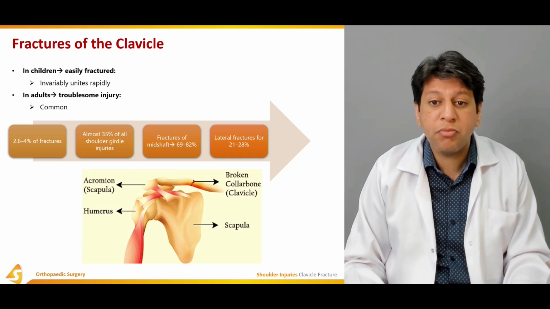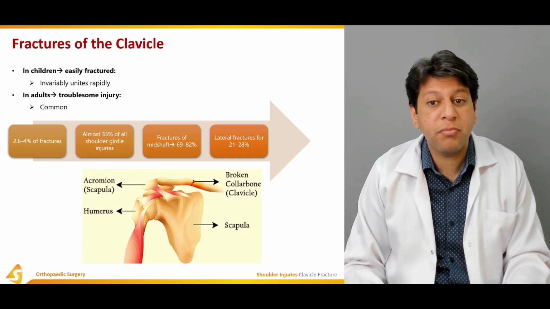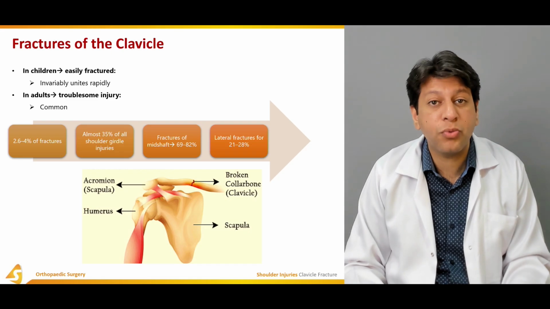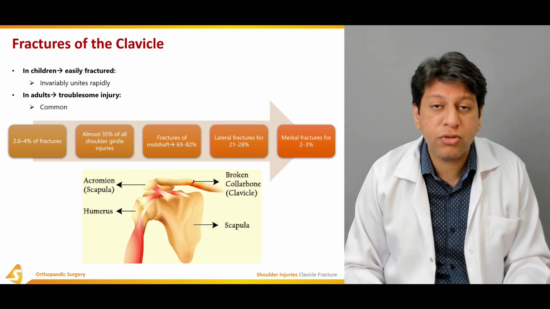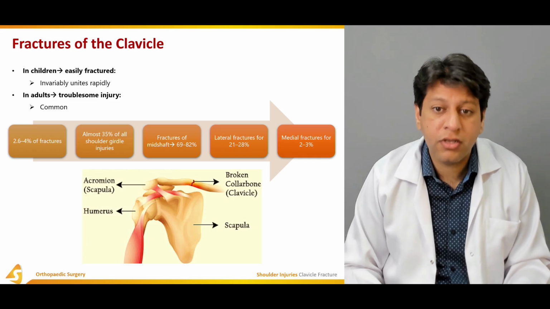Midshaft, the middle 1/3, fractures are around 70%. Lateral fractures are usually 20 to 28%. And medial 1/3 is very rare, but it can also happen in 2 to 3% of the cases.